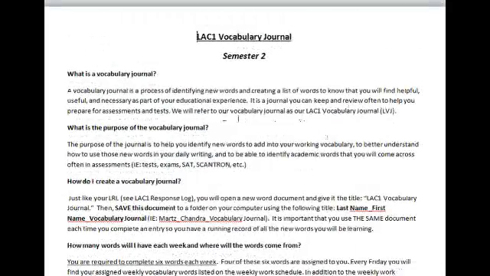Now that you know what the vocabulary journal is, head to the doc sharing area and download these instructions. Make sure you're prepared to complete your first entry when it appears on the weekly work schedule.